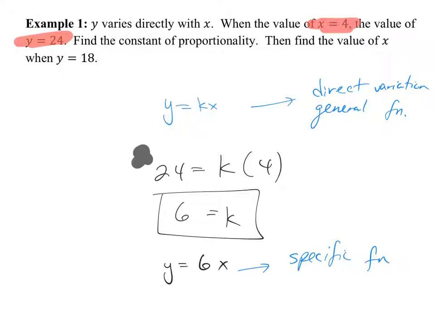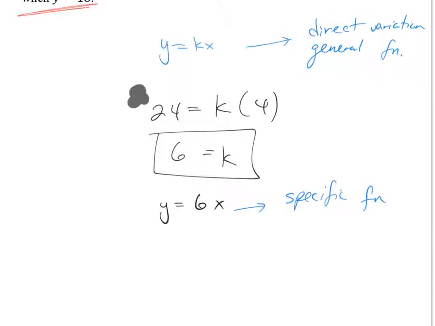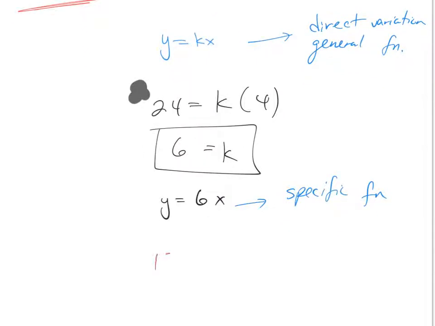Now, I've got the constant of proportionality, check, that's done. But then it says, find the value of x when y is 18. So if y is 18, what must x be? 3. X is indeed 3. Now, pause for a second. Even if you're moving on to the second problem, pause and look back at this one. Our answer is 3 for x.